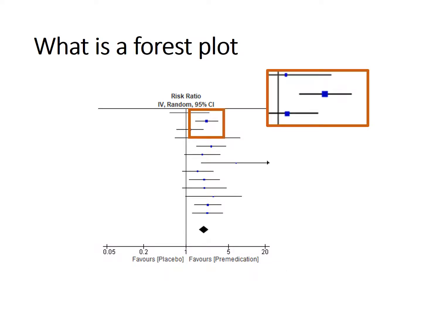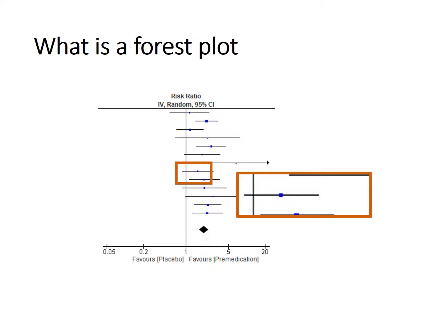The highlighted box shows the individual studies and their effect estimates. The smaller boxed area is magnified and shown to the right. The blue square with black line on either side represents the effect estimate of the study, and the size of the blue square shows the weightage contributed by the study towards the overall pooled estimates. The black horizontal line on either side of the blue square represents the confidence interval.